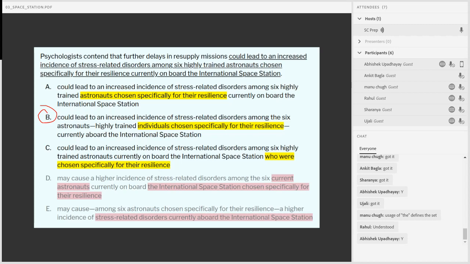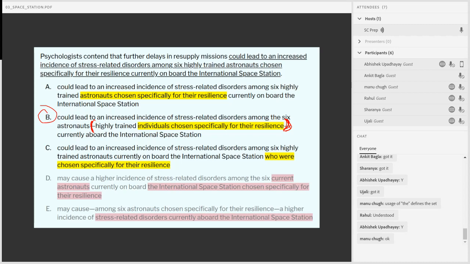You can read this as brackets open and brackets closed. These two dashes, whenever you see a pair of dashes, you can read that as brackets open and brackets closed. So, increased incidence of stress-related disorders among the 6 astronauts currently aboard the International Space Station. So all the 6 astronauts, this is how you should read it, could cause these incidents among all the 6 astronauts. And who are astronauts? Highly trained individuals chosen specifically for their resilience. This is a general description of the term astronauts, the 6 astronauts. So who are all the 6 astronauts? They are all highly trained individuals specifically chosen for their resilience.